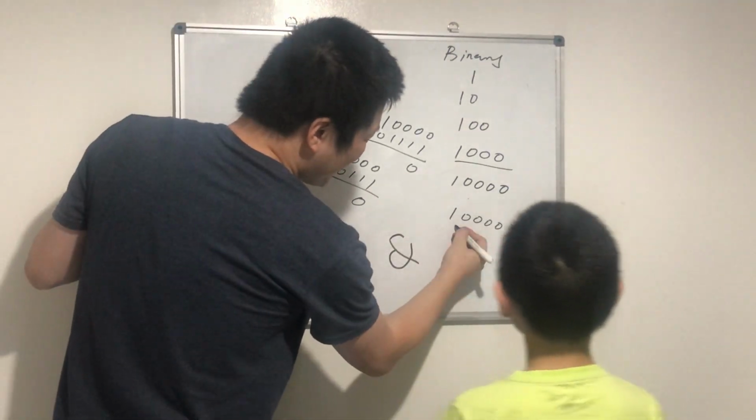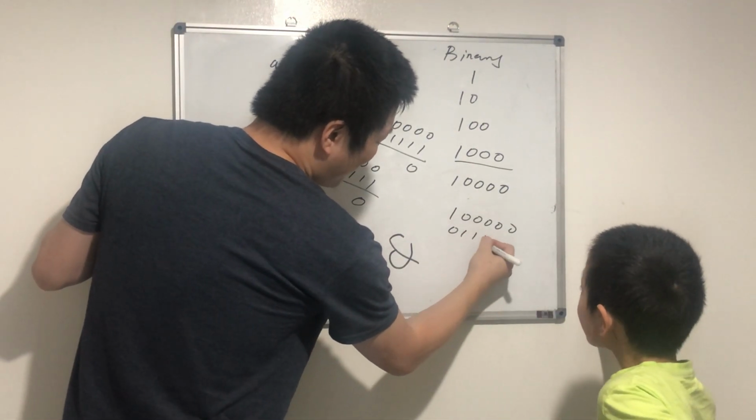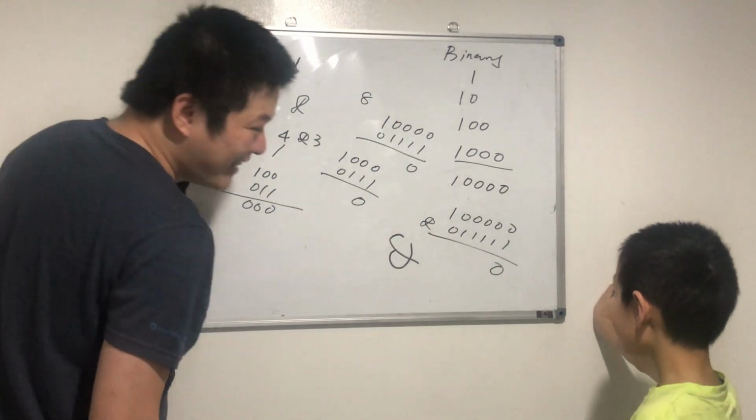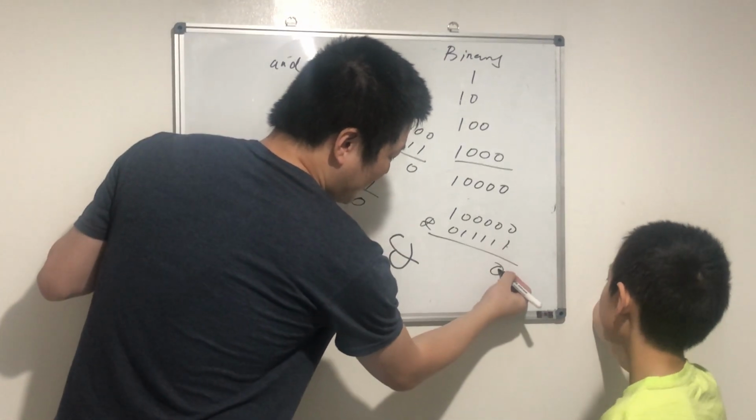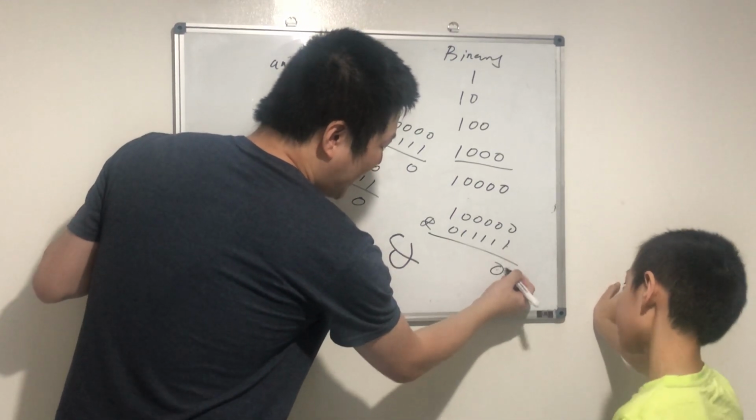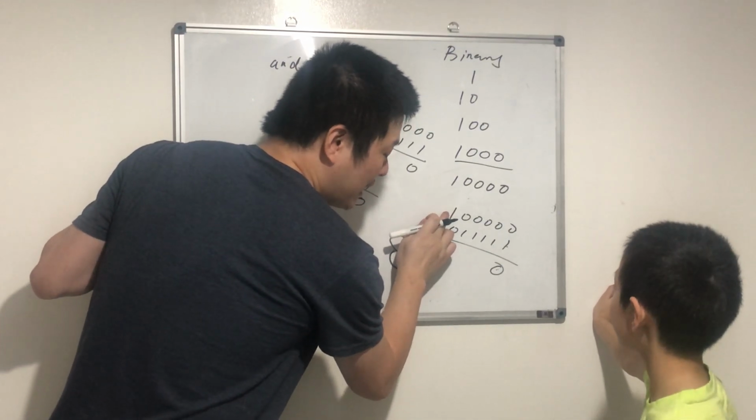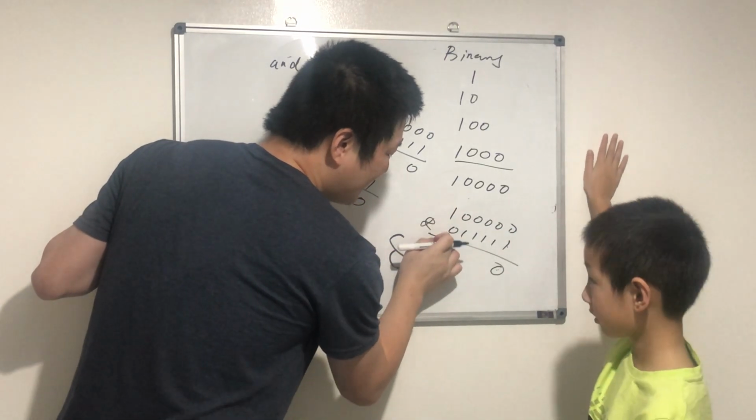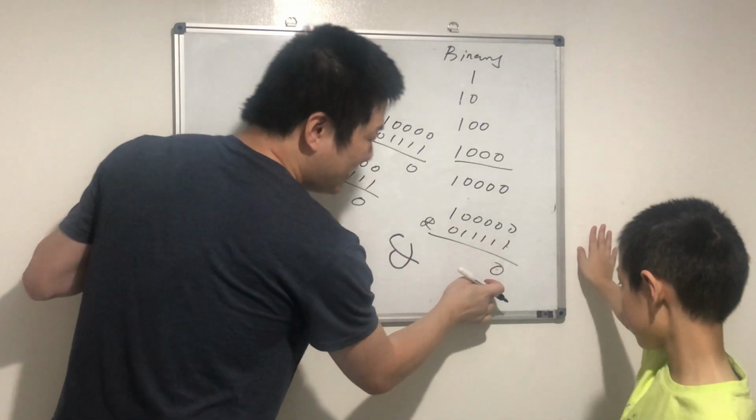This one, minus 1: 0, 1, 1, 1, 1, 1. You AND, you get 0. Because look, 0 AND 1 is 0. Because you only have one 1. When you subtract 1, all the 0s become 1, and then this 1 becomes 0. So you AND together, it will be 0.